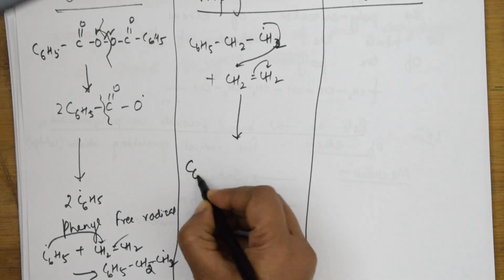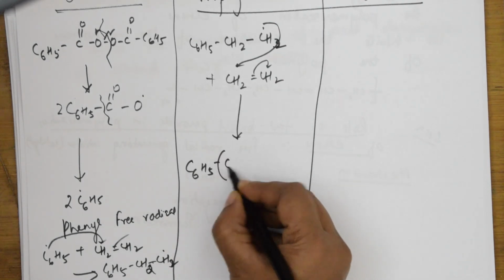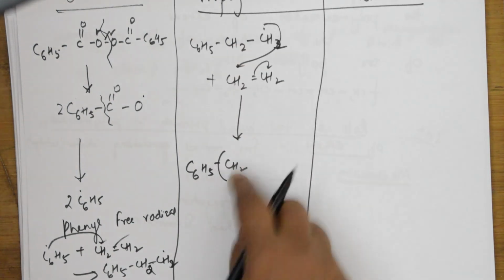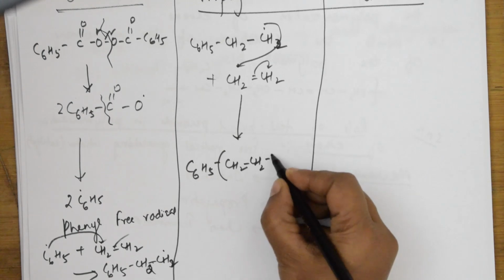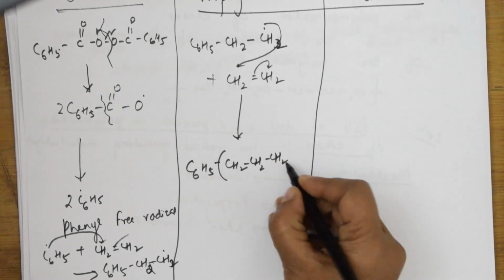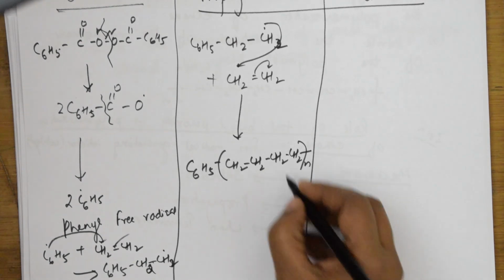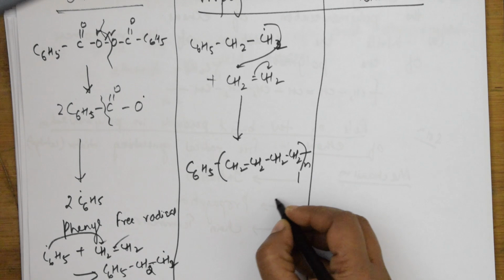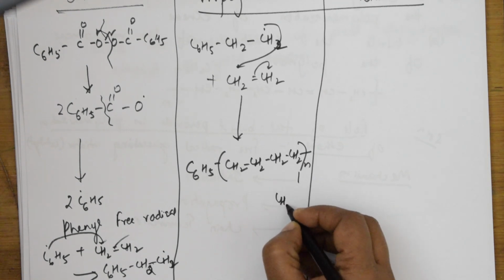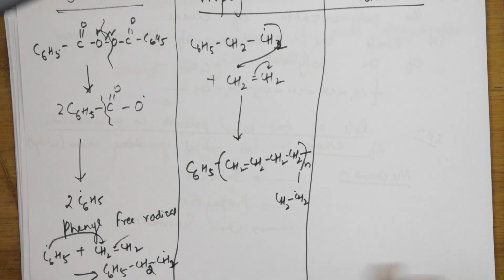So what do I get? I get C6H5, done. Now the chain starts increasing like this. So what do I write? CH2 here. Now I'll be taking this CH2, then this CH2, then this CH2, then I'll be ending it. This chain goes on like that, and finally I get CH, which means the chain goes on and the free radical is present at the end. The chain goes on and on.